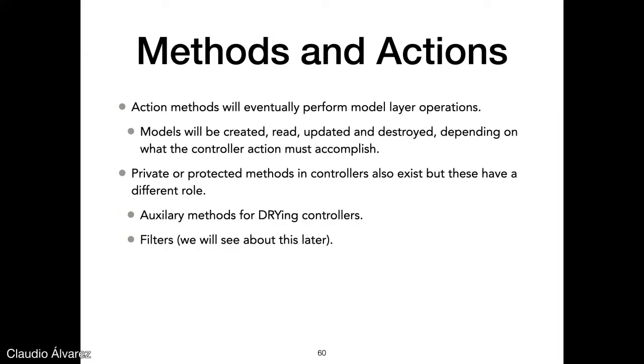So action methods will eventually perform model layer operations because these implement the business logic. These are steps 3 and 4 of the diagram I showed you at the beginning. Methods in controllers could also be private or protected. In that case, these are not actions, but helper, auxiliary methods in order to avoid code repetition.